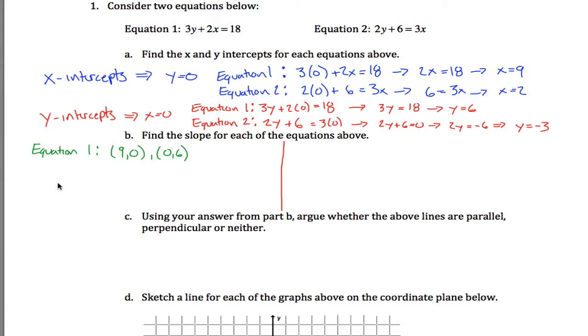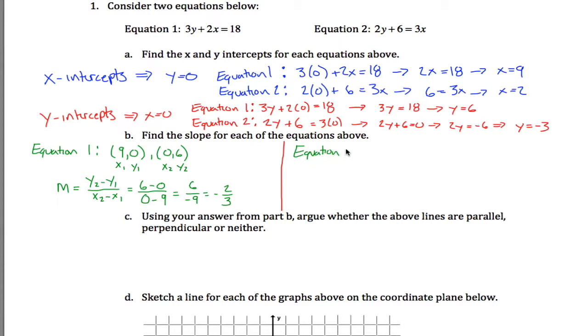And so my slope is the change in y, y2 minus y1 over the change in x, x2 minus x1. So if I give these points a name, maybe I'll call this one x1, y1, and this one x2, y2. Then I can just plug in all the points. Y2 is equal to 6, y1 is equal to 0, x2 is equal to 0, and x1 is equal to 9. So I get 6 divided by negative 9, which can be written as negative 2/3, is my slope in equation 1.